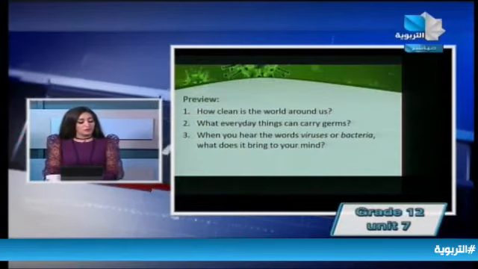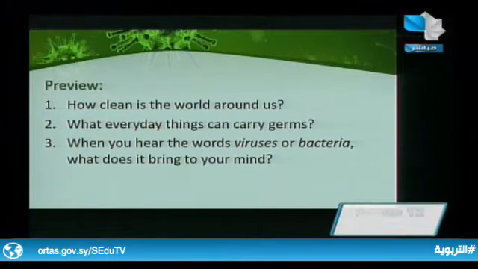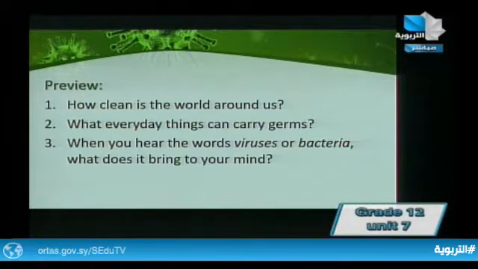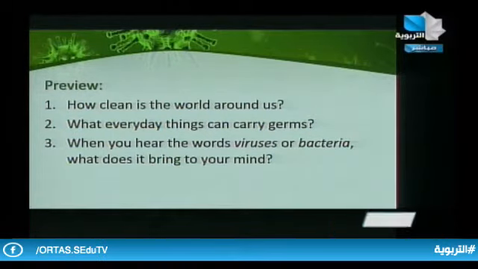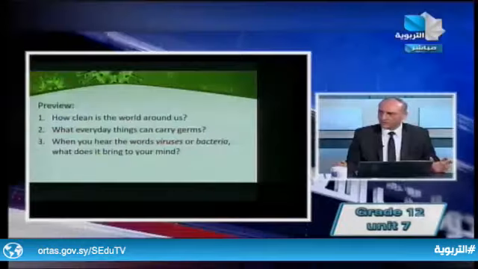If we start with the first question: how clean is the world around us? The second question: what everyday things can carry germs? Number 3: when you hear the words viruses or bacteria, what does it bring to your mind? Here, of course, we activate the students' previous knowledge through a kind of brainstorming and get ideas from them.